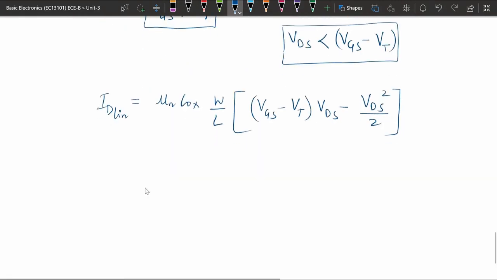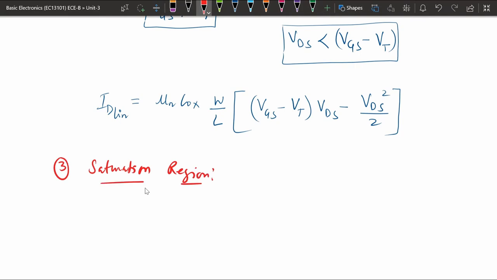Next we will see the saturation region. In the saturation region, first of all, we will see what the condition is. The condition is that VGS should be greater than VT. The first condition is such that the channel has been formed and current conduction is taking place, and VGS greater than VT tells you that the transistor is on.